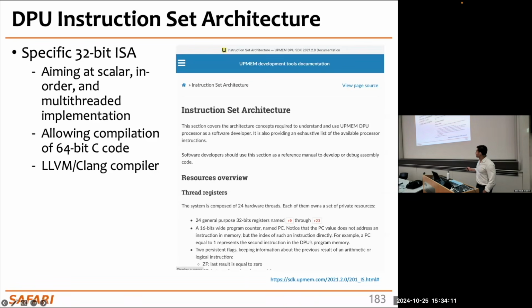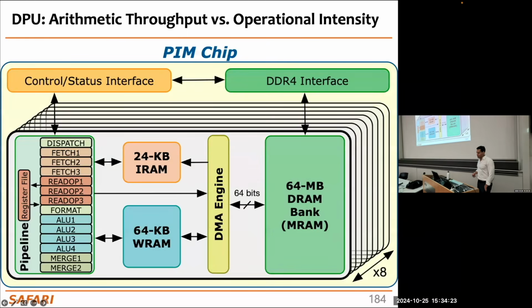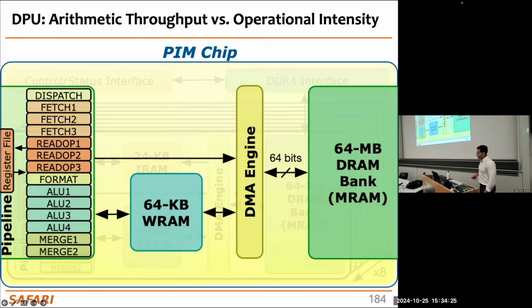And the UPMEM people extended the LLVM and Clang compiler to allow you to write C-like code and generate the binary for this architecture. Here is again the pipeline. There are not many more interesting things here other than how you program this, but we are going to see how to program this a little bit later in this lecture.